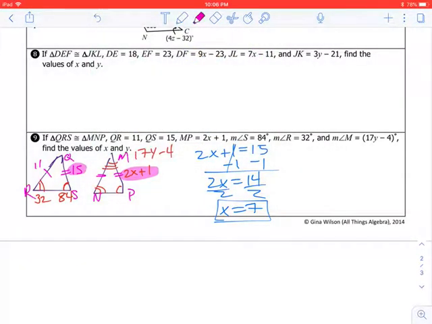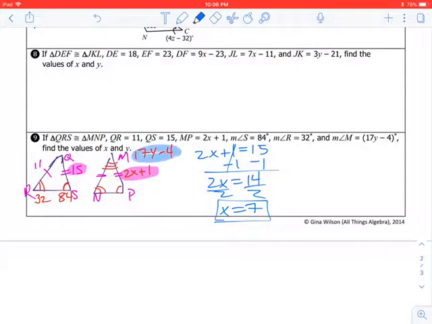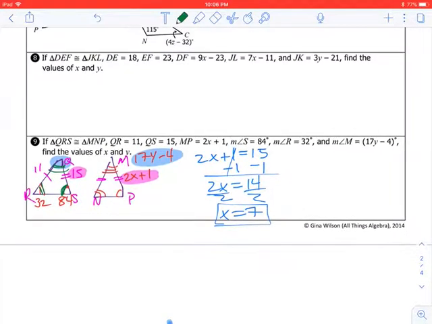So this one, I'm looking at 17y minus 4 is angle M. Well, I don't really have what this angle is, but what I do know is that Q is also 17y minus 4, and what we learned last time is that the three angles of a triangle add up to 180. So really, I'm just going to add those angles up. I've got 17y minus 4 is one of the angles, 32 is one of the angles, 84 is one of the angles, and they add up to 180.